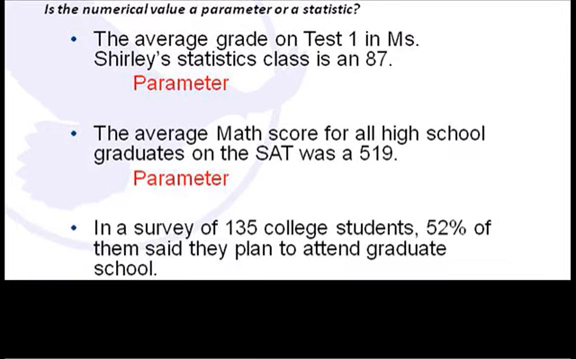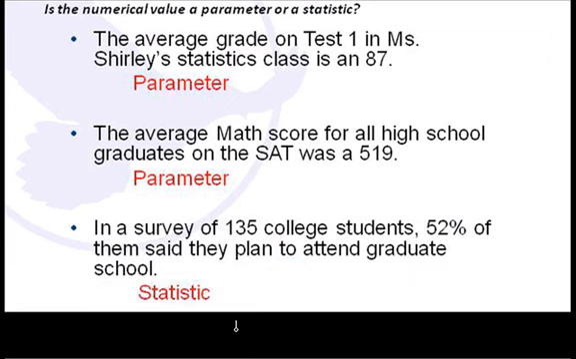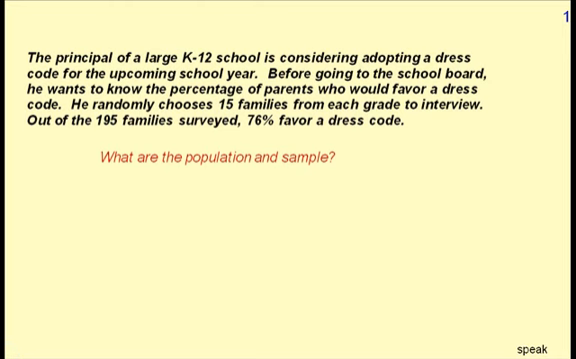In a survey of 135 college students, 52% of them said they planned to attend graduate school. This is a statistic. There are more than 135 college students. They only asked that many, making it a sample. Therefore, again, what are the population and sample?